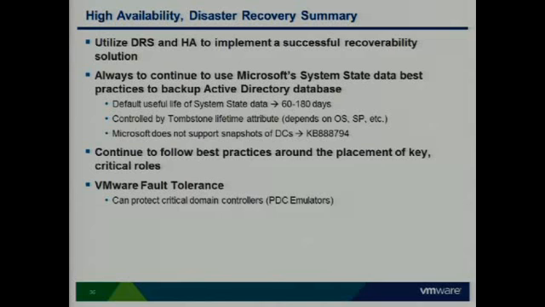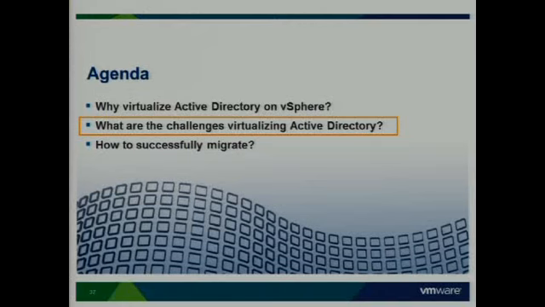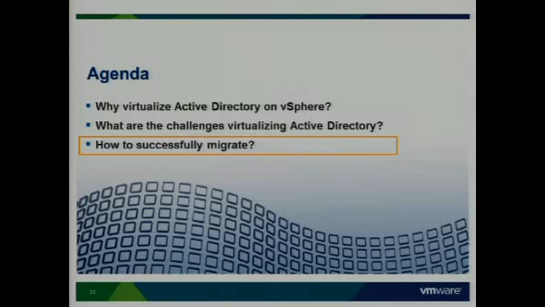And of course, keep track of some of the key elements and critical roles, and follow Microsoft's best practice on that. Fault tolerance is an option, although do we really need fault tolerance? I mean, it's certainly an option, but do we need fault tolerance for DCs? How about we just have more than one DC, right? That's the short answer to that. But it could be done. All right, how to get from here to there?